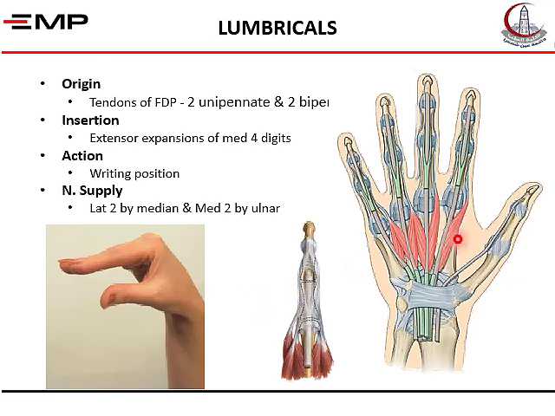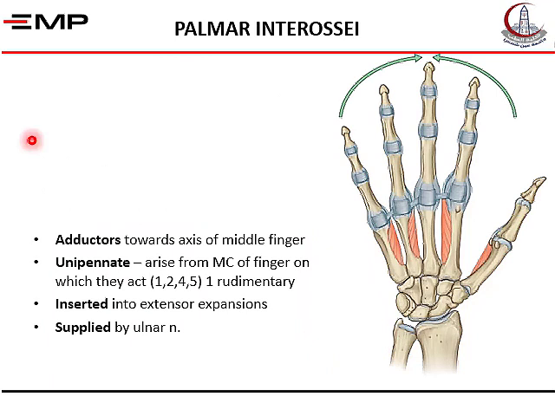The first two, which are unipinnate, are supplied by the median nerve. The medial two are supplied by the ulnar nerve and are bipinnate. And now regarding the interossei, we have 4 palmar interossei and 4 dorsal interossei.